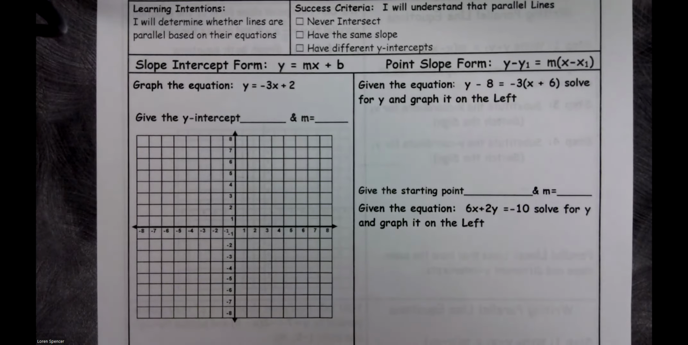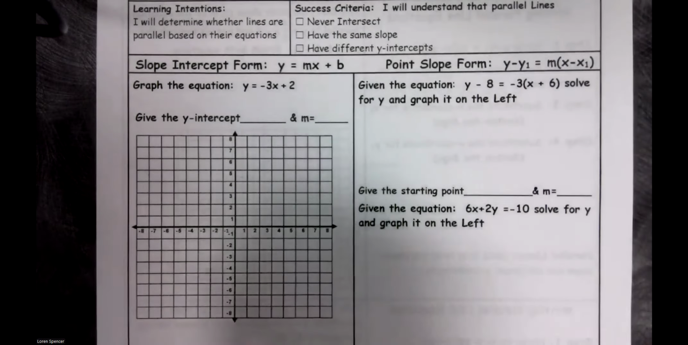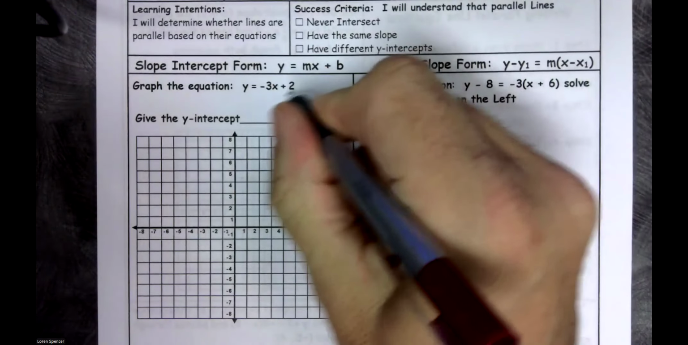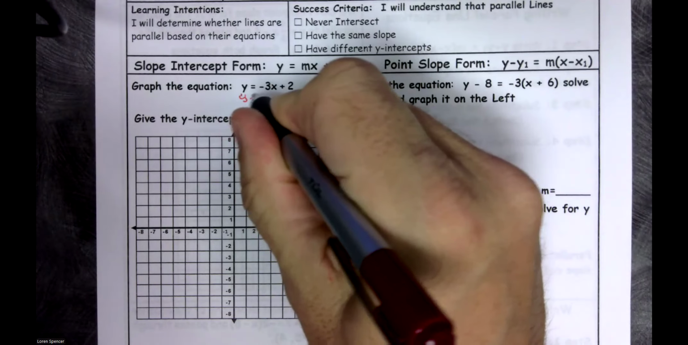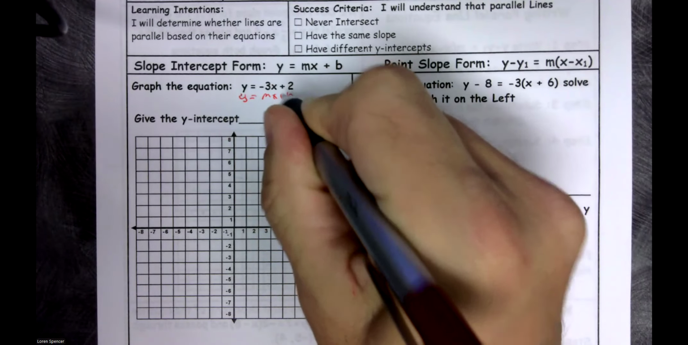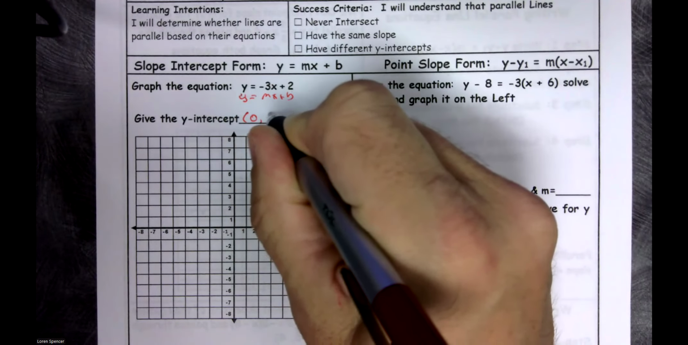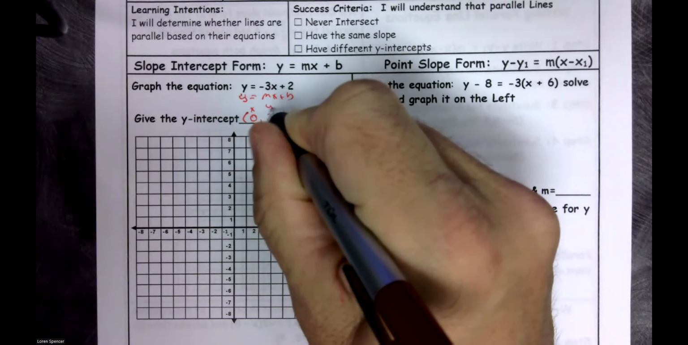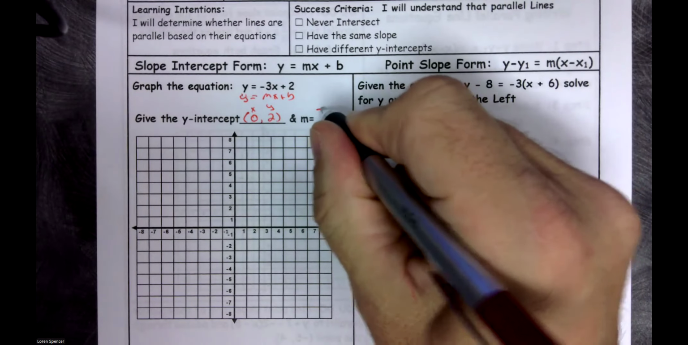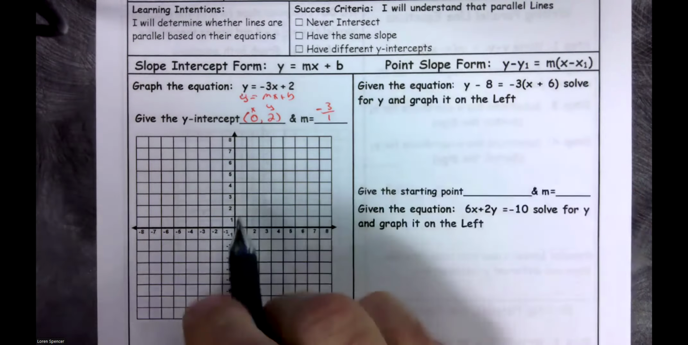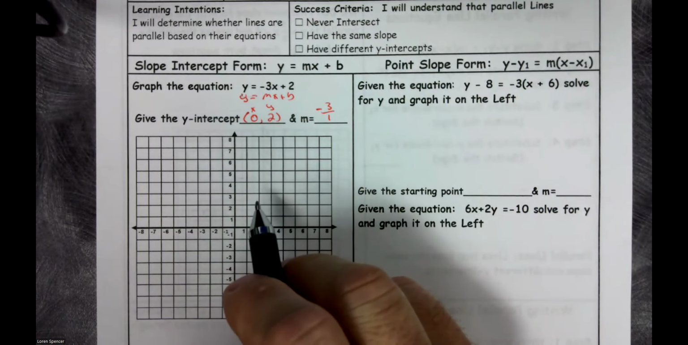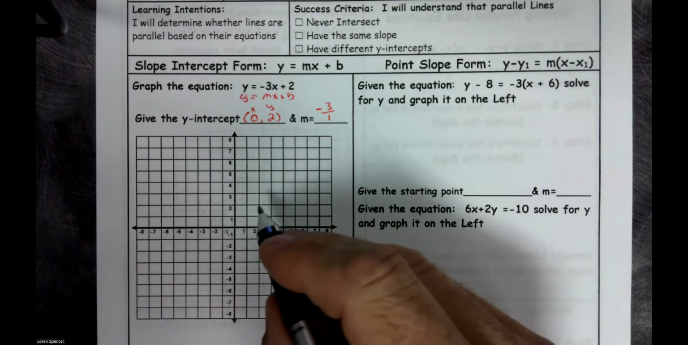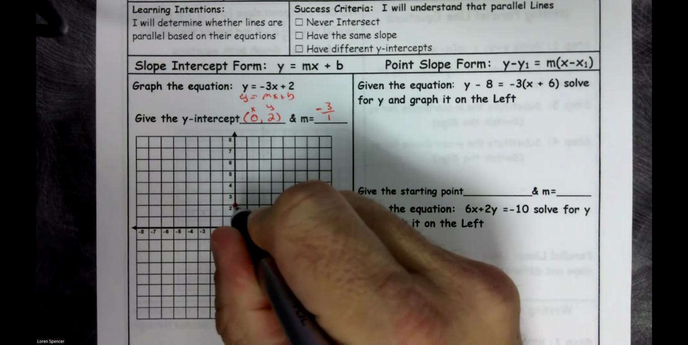Okay, so first off, warm up. Given the equation y equals negative 3x plus 2, give the y-intercept. Our y-intercept in this case is just going to be (0, 2), because this is b, because this is y equals mx plus b. So our intercept is at (0, 2), where this is the x and this is the y. And our slope as a fraction is negative 3 over 1, because m is our slope. So we're going to go plot (0, 2) right here.